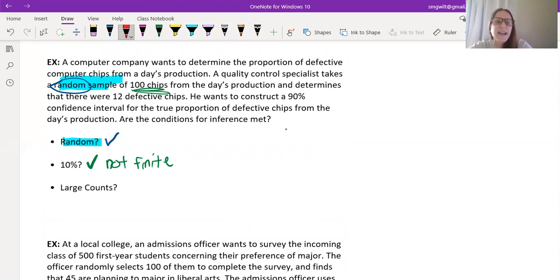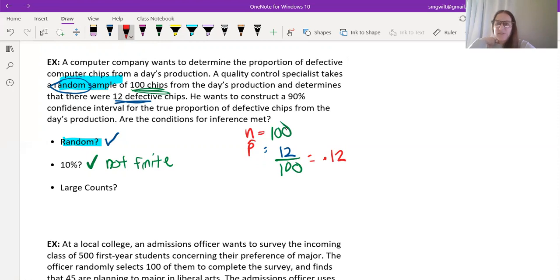So remember that for large counts, I have to figure out what n is and what p-hat is, okay? And so n is the number of chips, which was 100. And then p-hat is the number of defective chips, so that was 12, out of the total number from the sample, which was 100. So that means that p-hat is 0.12. Okay, so 12% is that value.